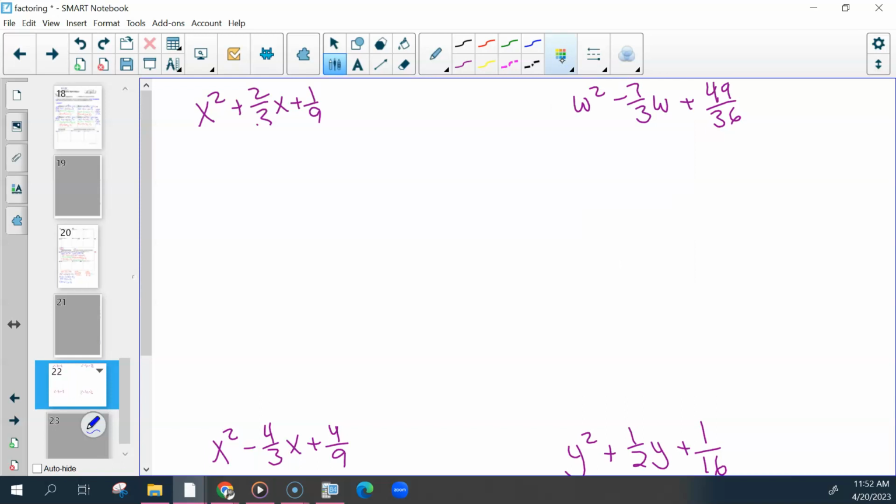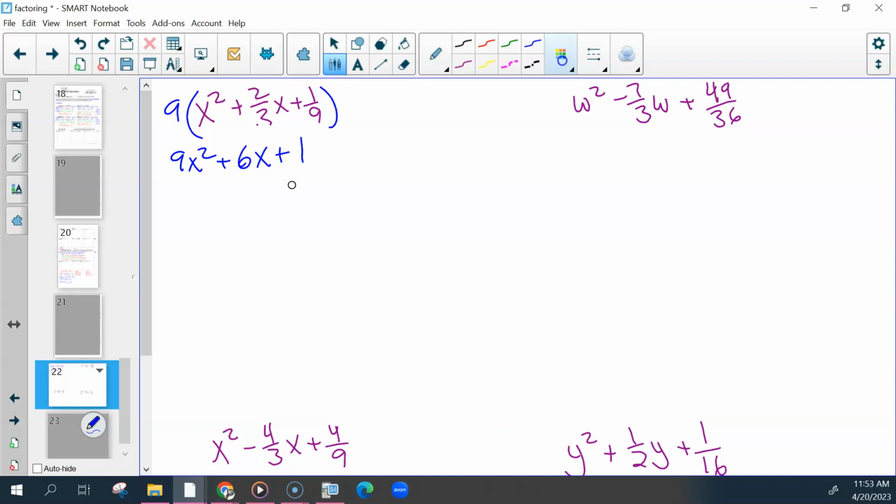So with the first one, it doesn't look nice because of all the fractions. So we could get rid of all the fractions by looking at the denominator of the c value, so 9, and multiplying everything by 9. So we have 9x squared, multiply 9 and 2/3, how many would you get? 6. And this would just become 1. So now it looks nicer. It looks like the questions we've been doing.